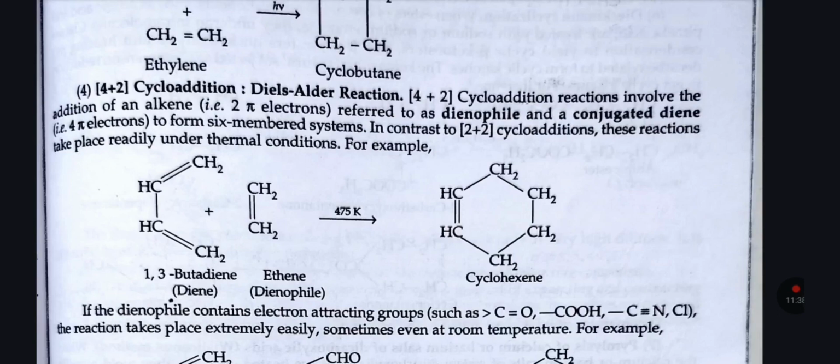Fourth, 4+2 cycloaddition, Diels-Alder reaction. The 4+2 cycloaddition reaction involves the addition of an alkene, that is 2 pi electrons, referred to as the dienophile, and a conjugated diene, that is 4 pi electrons, to form a 6-membered system. In contrast to 2+2 cycloaddition, this reaction takes place readily under thermal conditions. For example, 1,3-butadiene, the diene, plus ethene, the dienophile, at 473 Kelvin will give cyclohexene.